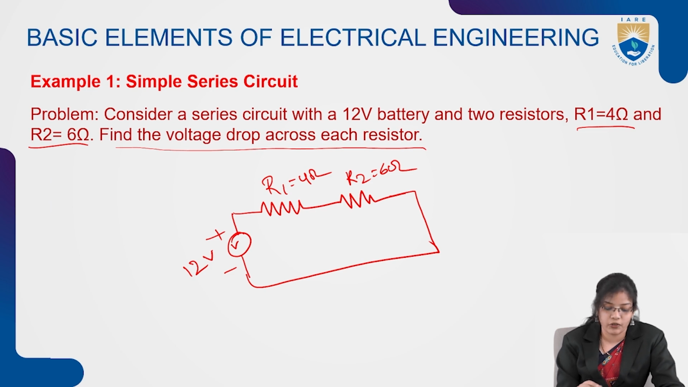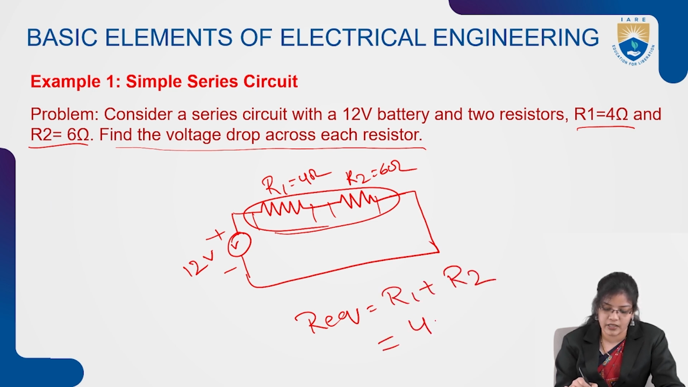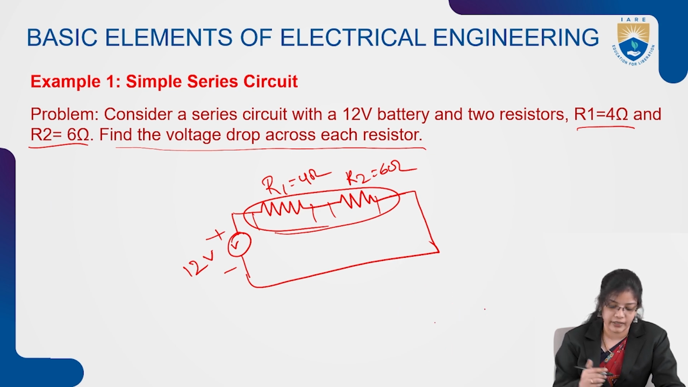Before calculating the voltage drop across each resistance, first we need to sum these two resistances which are connected in series. So R equivalent, which is equal to R1 plus R2. The value of R1 is taken as 4 ohms and the value of R2 is taken as 6 ohms. The R equivalent will be 10 ohms.